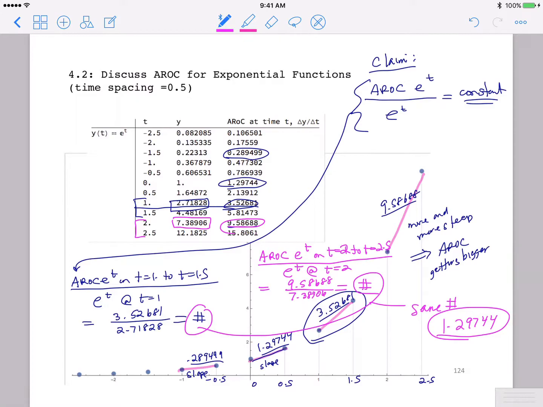Okay. So while the average rate of change is not a constant, it is true for exponential functions that the average rate of change of the exponential divided by the value of the exponential will be a constant. That is a true statement. Okay. In the next video, we'll explore the implications of this idea that the average rate of change divided by the function value is a constant for the exponential. We'll explore that idea.